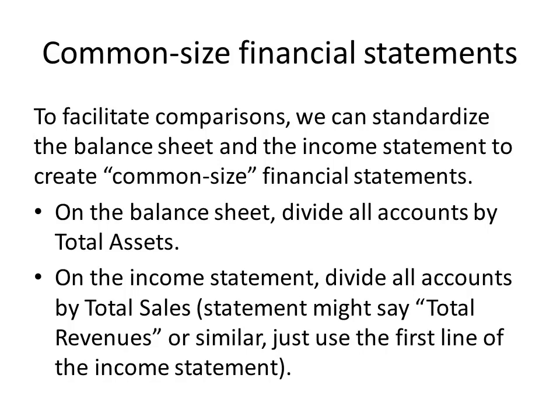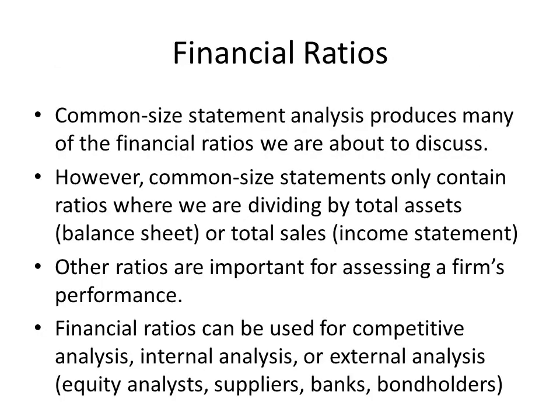Now, sometimes the income statement will say things like total revenues or something similar. So the best rule of thumb here is to disregard whatever the name of the top line of the income statement is and use that as your divisor to come up with this common size income statement. Common size statement analysis allows us to compare companies, but it doesn't give us all the information that we really need to be able to facilitate good comparisons across many different measures.